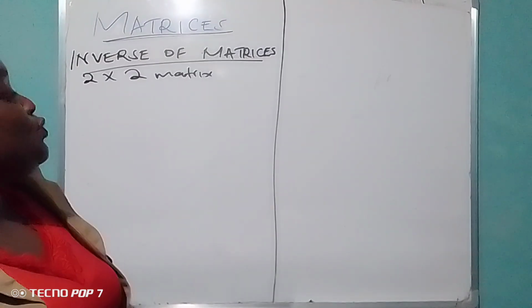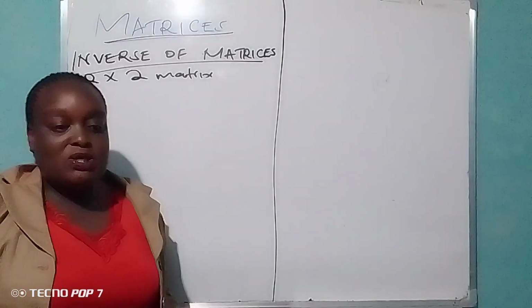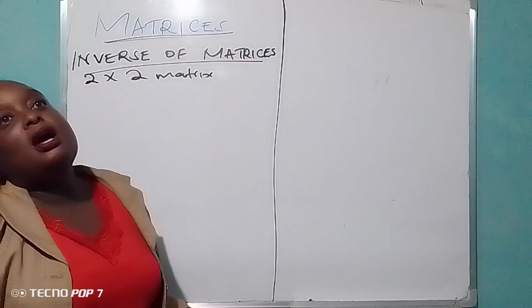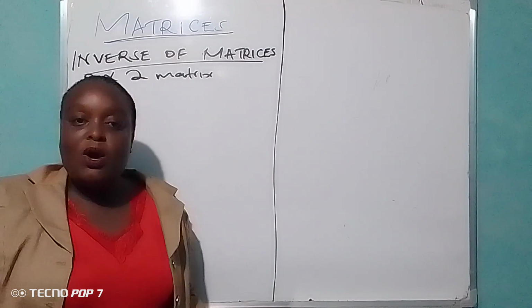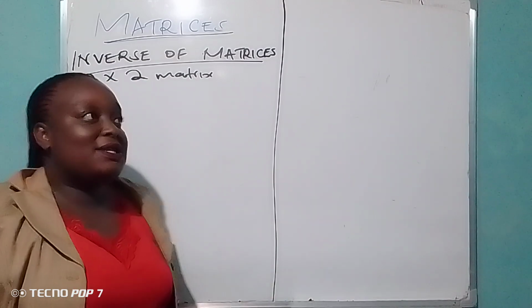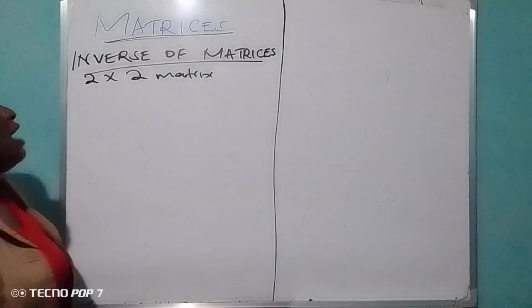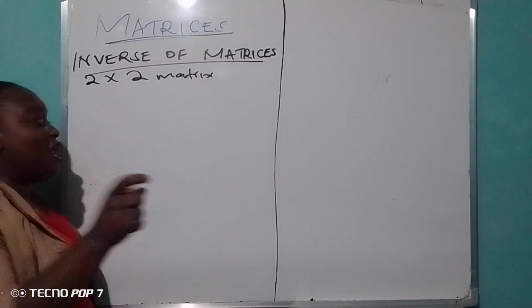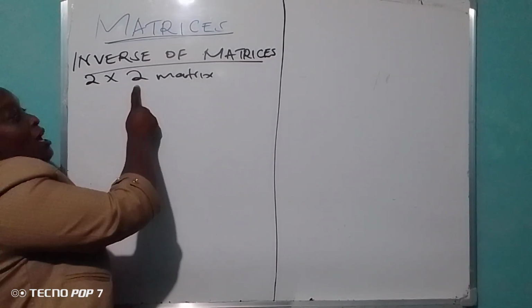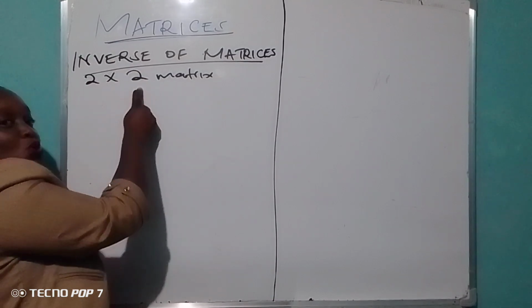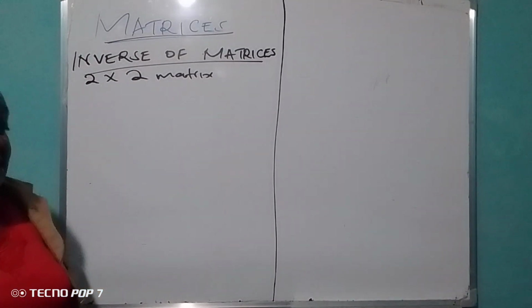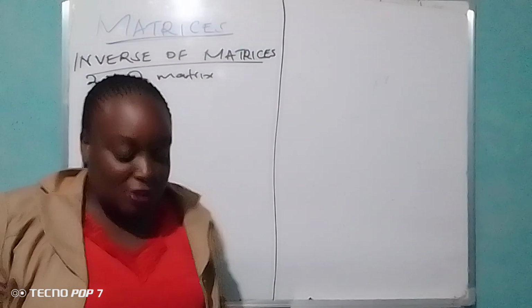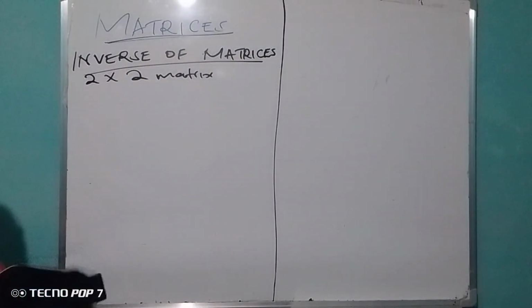Inverse of a 2 by 2 matrix. So we'll start with a 2 by 2 matrix, and then we go to a 3 by 3 matrix. And we said, when I say a 2 by 2 matrix, it is a matrix of order 2 by 2. It has 2 rows and 2 columns. That is just a revision. So we have the procedure.